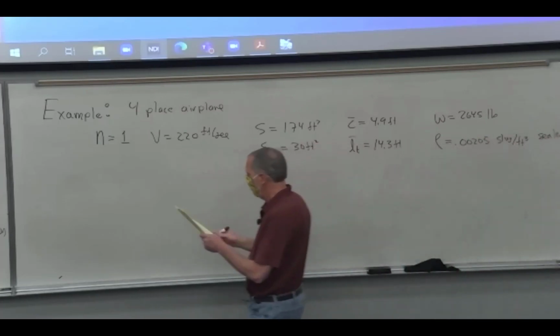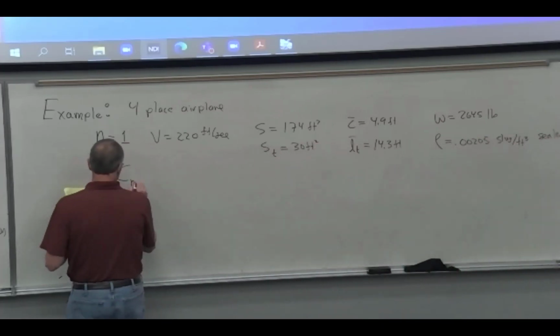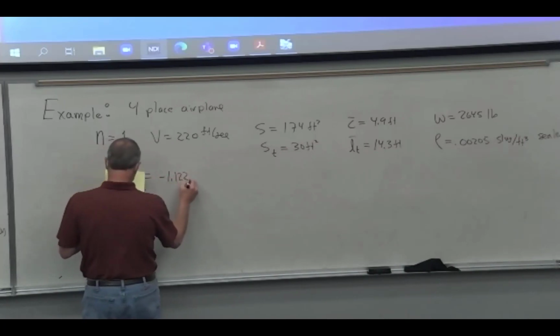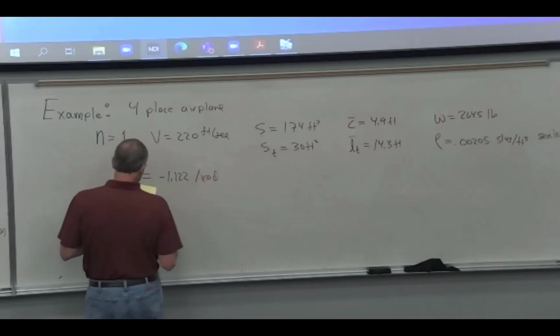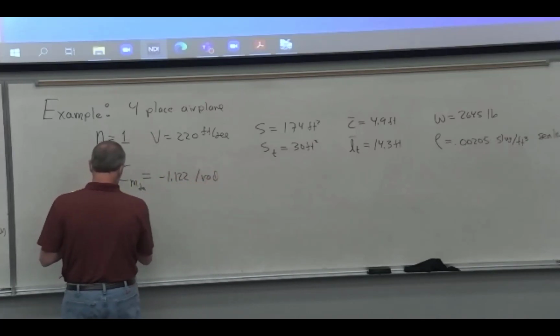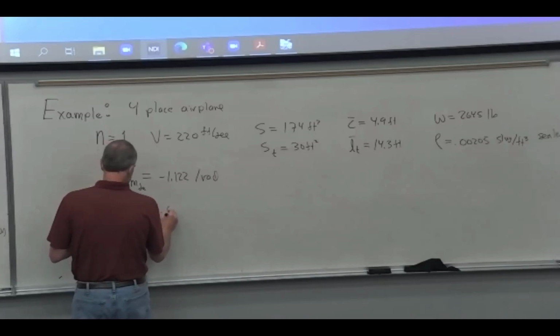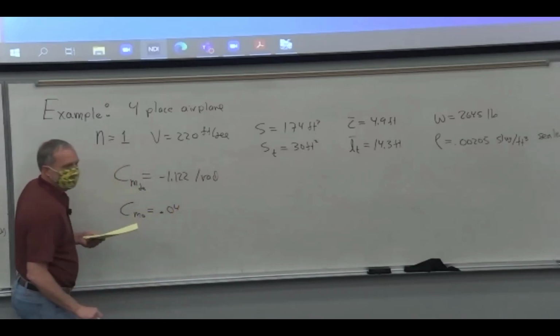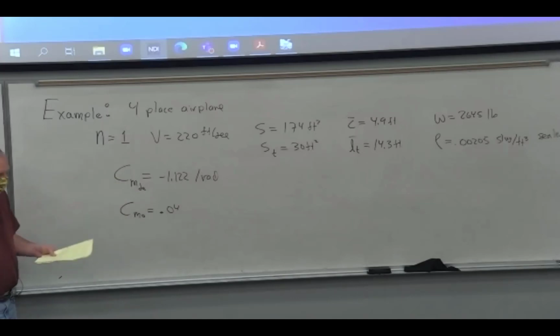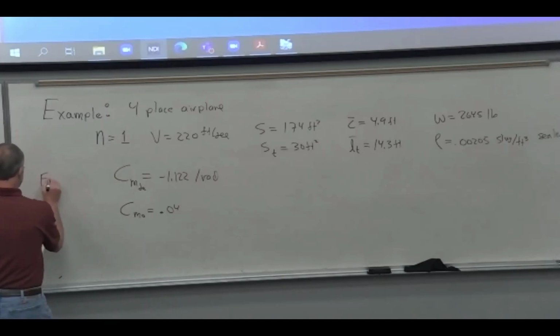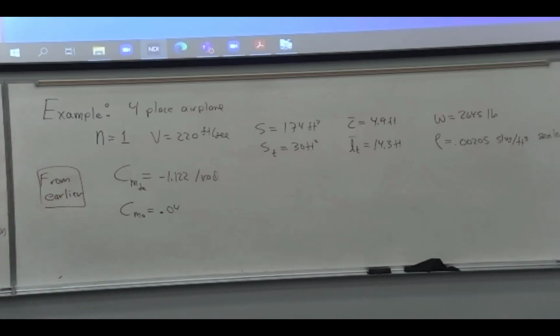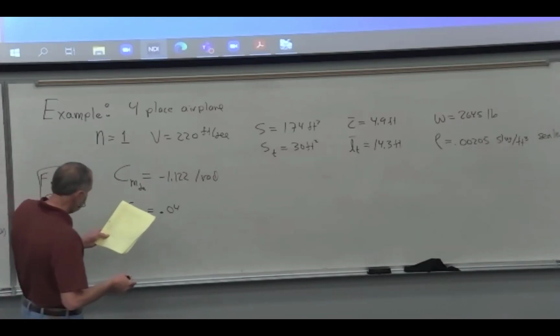Now we need the data for the airplane in terms of the coefficients. These are all per radian. So behind the scenes, somebody's done all the calculations. Well, we did them for this airplane. We went through and calculated all of these from earlier. So you can see that if you know the geometry of the airplane and the airfoils that build up the wing and the tail, you can do this for your airplane.